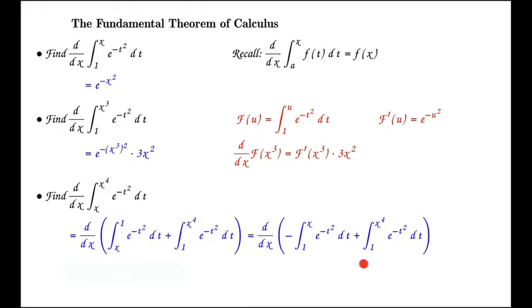This second integral we're going to solve similar to our second example, because this is really a function big F of x to the fourth. So we're going to find F prime at x to the fourth, and then multiply it by 4x cubed, which is the derivative of x to the fourth. So our final answer, from the first integral, we get minus e to the minus x squared, and then from the second integral, we get plus e to the minus x to the eighth times 4x cubed.